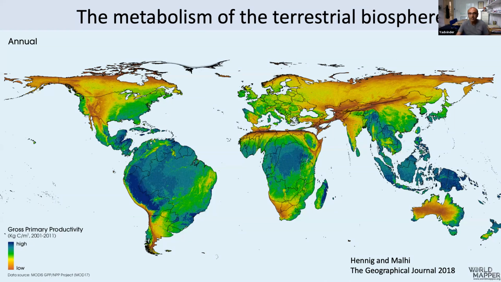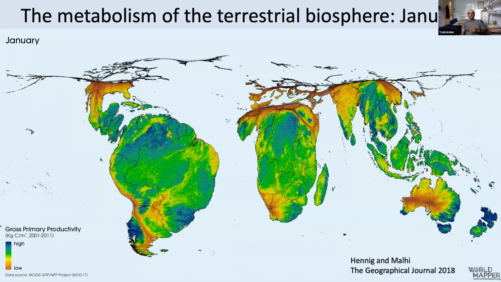If we go to somewhere like January, what we see is that the tropics dominate completely. The northern hemisphere has largely shut down in terms of photosynthesis and has shrunk to almost nothing on this cartogram. And really, areas such as Brazil and the Congo and Indonesia are the largest countries on Earth in terms of their contribution to the overall functioning and biogeochemical cycling of the land surface.